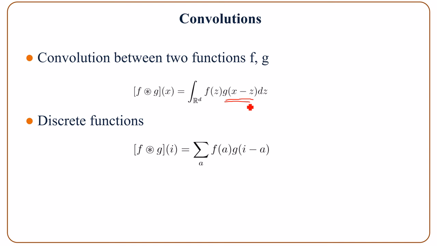Here instead of g of z, we have g of negative z. And then we shift the function by x. The integral means that we take the overlaps between the two functions f and g. When the functions are discrete, the integral becomes the sum.